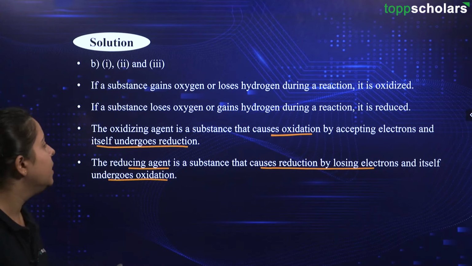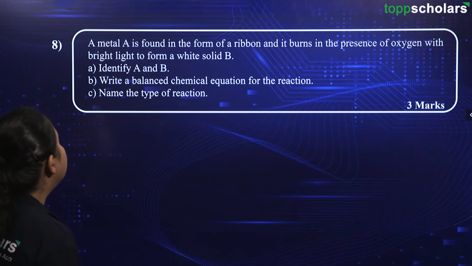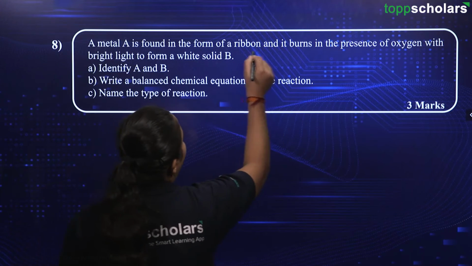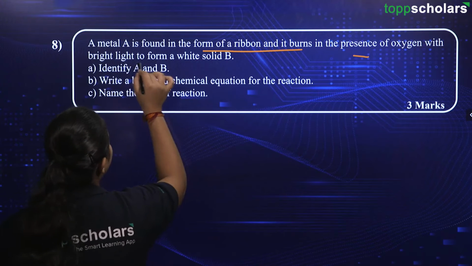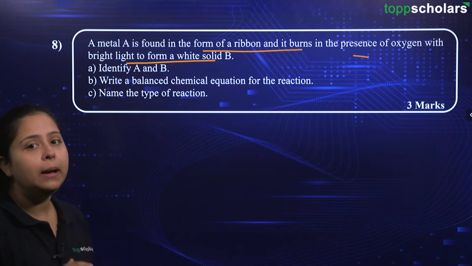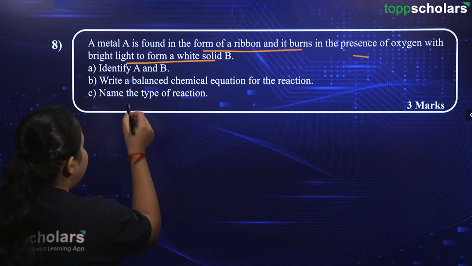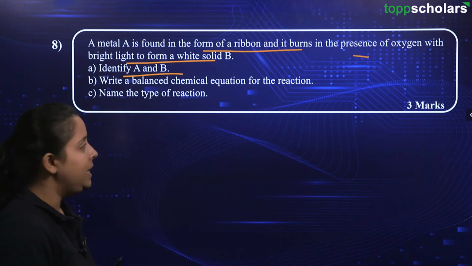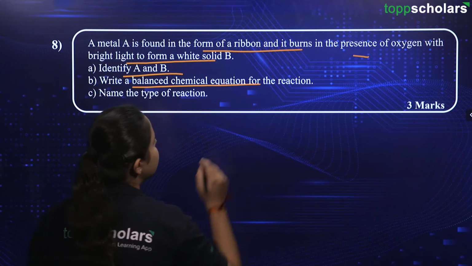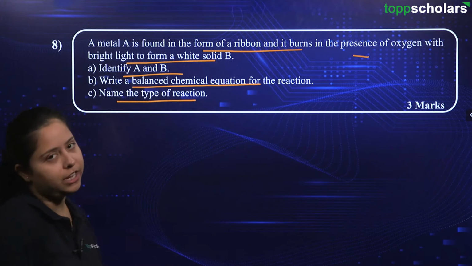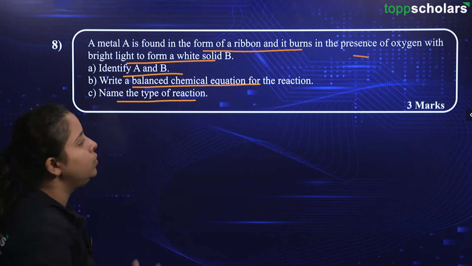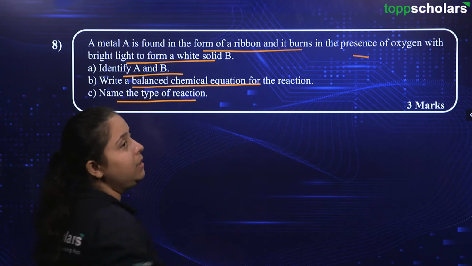The question here is, a metal A is found in the form of a ribbon and it burns in the presence of oxygen with bright light to form a white solid B. We need to identify what is A and what is B. Then we need to write a balanced chemical equation for the reaction. And finally, we need to name the type of reaction. This is the to-do list for you to gain these 3 marks.